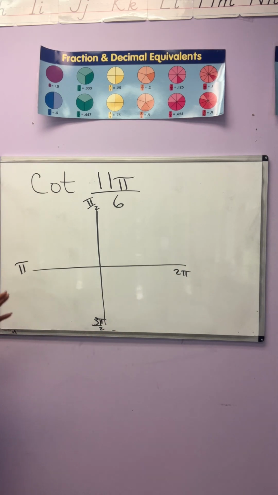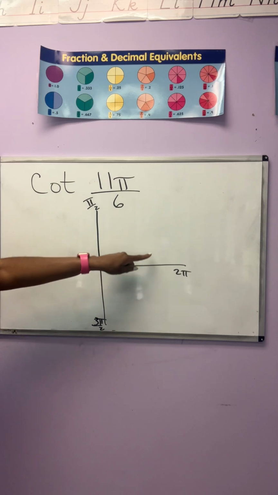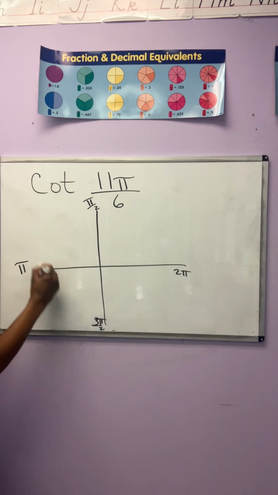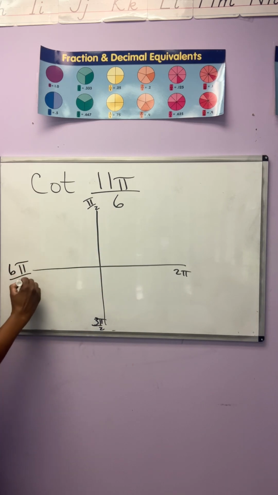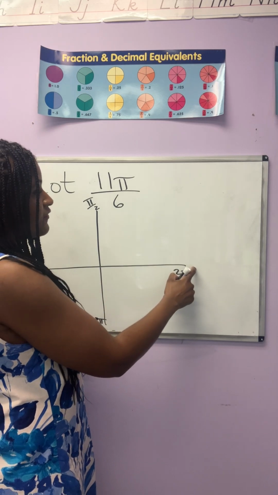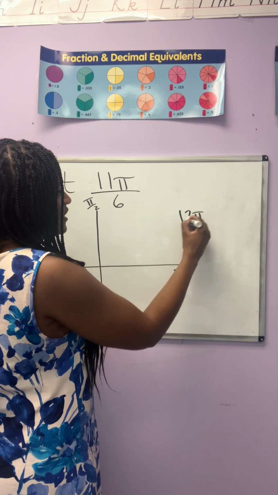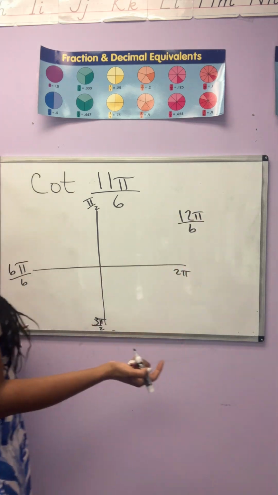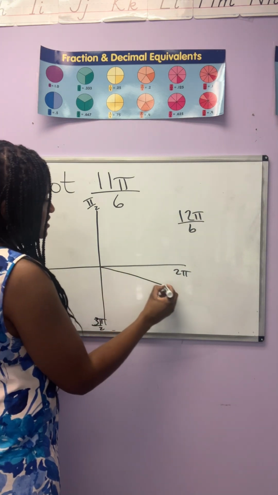Okay, so if we're trying to find where 11 pi over 6 is, if we go halfway through the circle, we're at 6 pi over 6. That's how we have pi. If we went the full circle, we would have 12 pi over 6. And if you think about it, 12 divided by 6 gives you 2 pi. So 11 pi over 6 is right here.